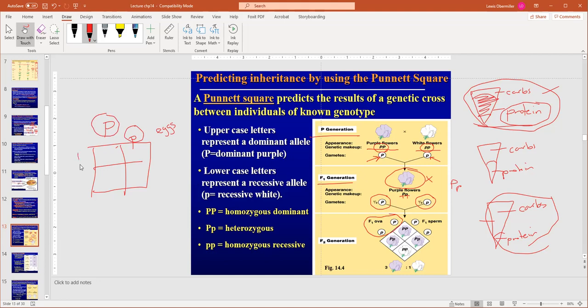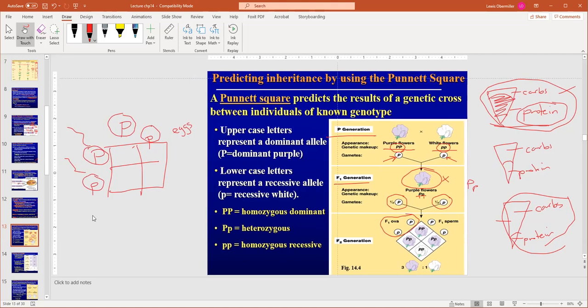And then dad would make sperm, and we'll put little tails on it to remind us. This would be the sperm or pollen. Then we just say this sperm fertilizes this egg, and so we can draw this out. I've already done this, but that's how we come up with this 3-to-1 ratio: 3 purple to 1 white.